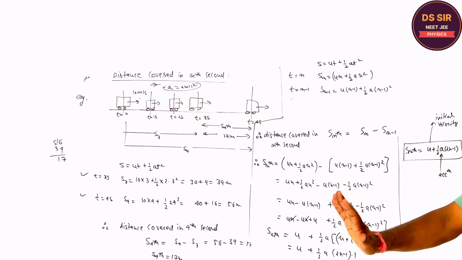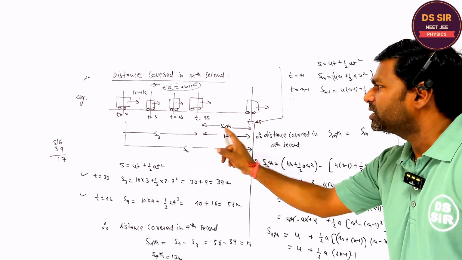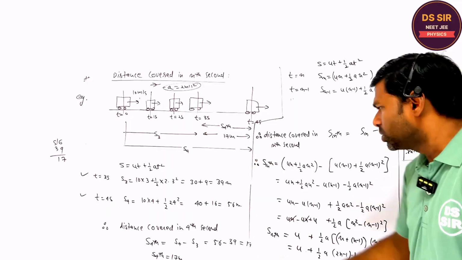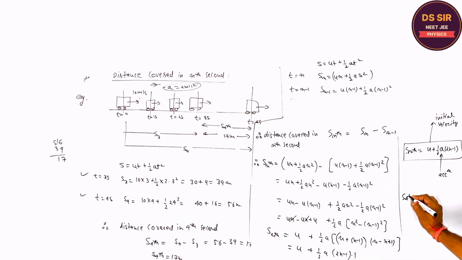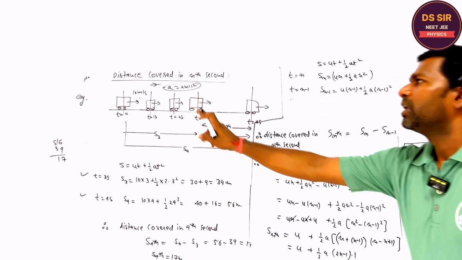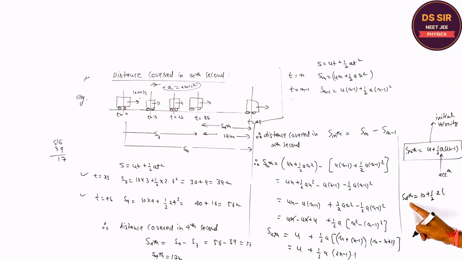For example, listen to one thing. For this case, the distance traveled in the 4th second, using this formula we can find directly. In the 4th second, u is 10 plus, a is 2, n is 4, so 2 into 4 minus 1. So 10 plus 2 into 7, 10 plus 14 is 24... so instead of doing this calculation, we are going to use the formula directly.